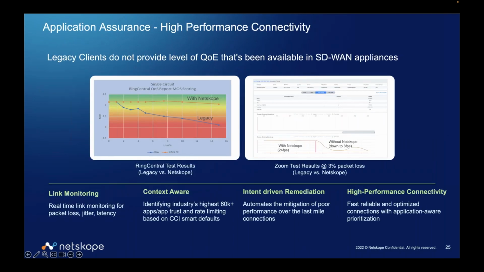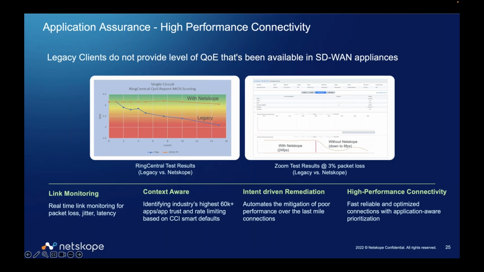The Netskope SASE client is not just a remote access VPN. It is the same technology that we have inside our SD-WAN appliances for optimizing video, voice, and connectivity. We have that same technology built into that client, which allows us to monitor the link for packet loss, jitter, and latency. We understand the actual applications that users are accessing, and through deep packet inspection and that contextual awareness, we understand how we should route the traffic in a policy defined way.